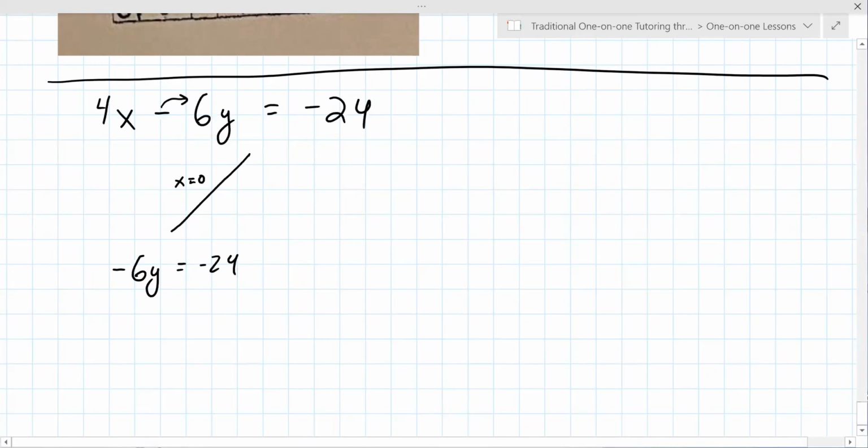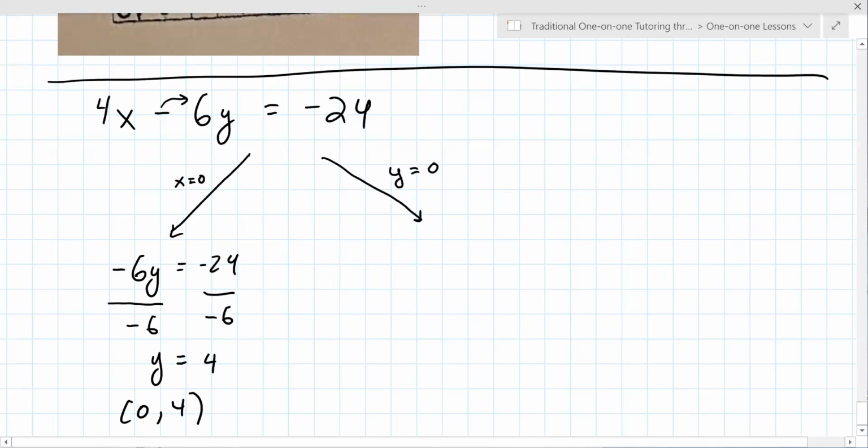Okay. Got you. -24 divided by -6. You have to divide by negative 6. So y equals 4. Two negatives make a positive. Oh my gosh, yeah. So (0, 4). Now y equals 0. So this is like covering up the y term. Since this negative goes with the y term, it just becomes this.